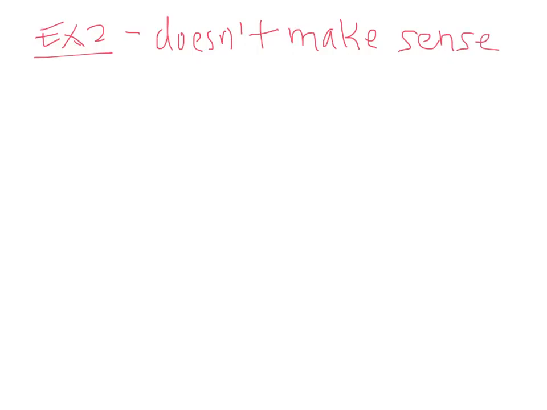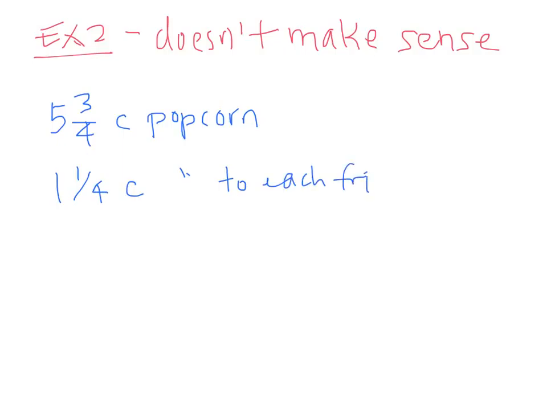All right, so Allison made 5 3/4 cups of popcorn. Okay, so let's write that down. She gave 1 1/4 cups of popcorn to each of her friends. Each friend. Okay. How many friends received popcorn? So she thinks the answer is 4 3/5 friends. She thinks her answer should be 4 3/5 friends got popcorn. No. Okay? It's unreasonable. Why is this, does this answer just not even make any sense at all? Evan?